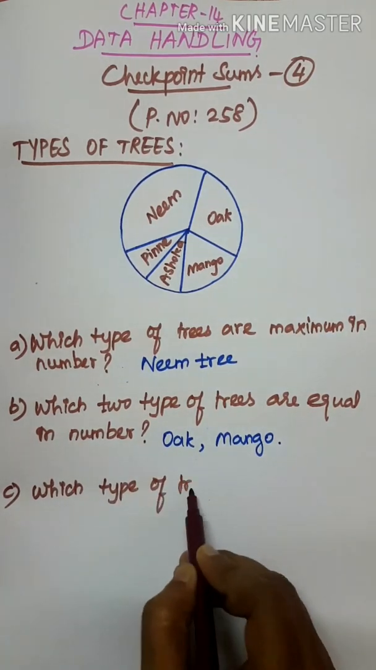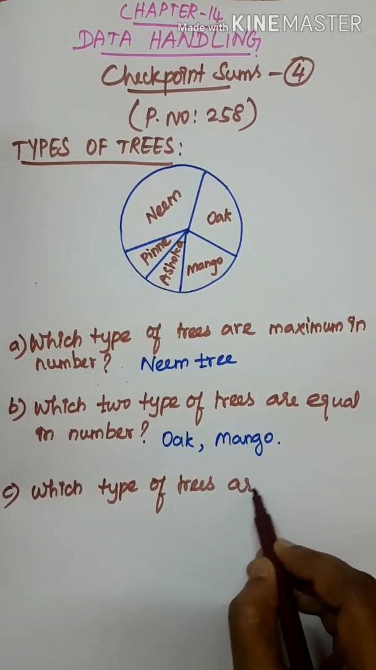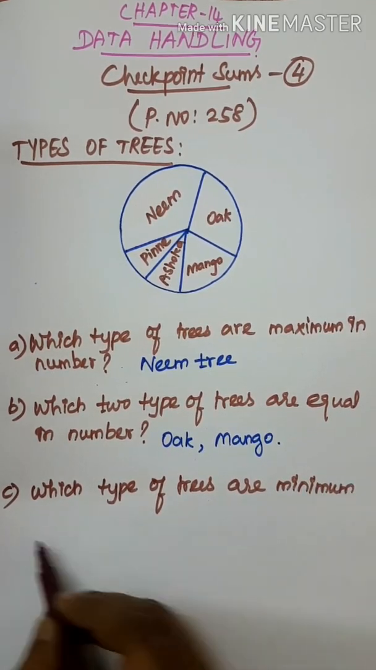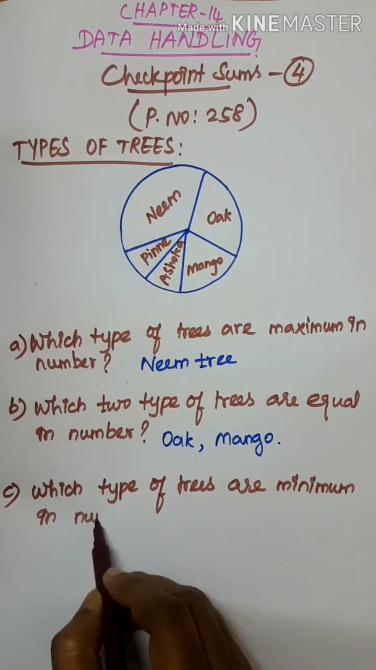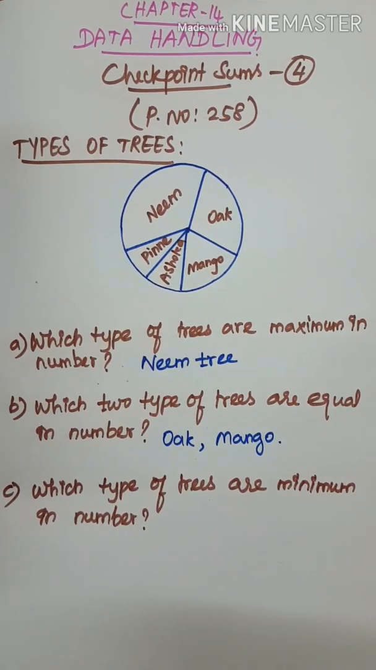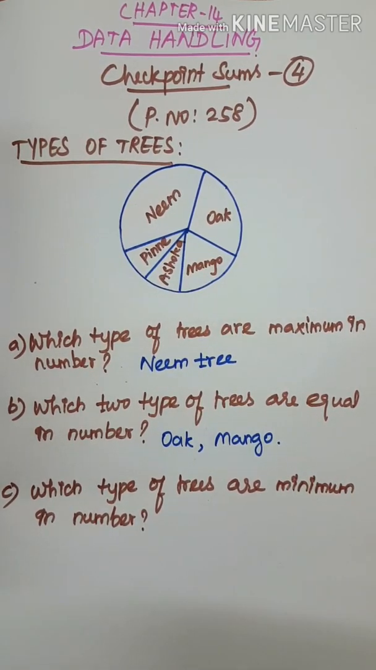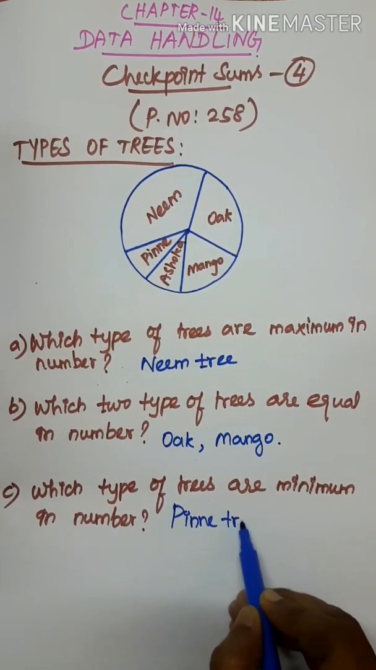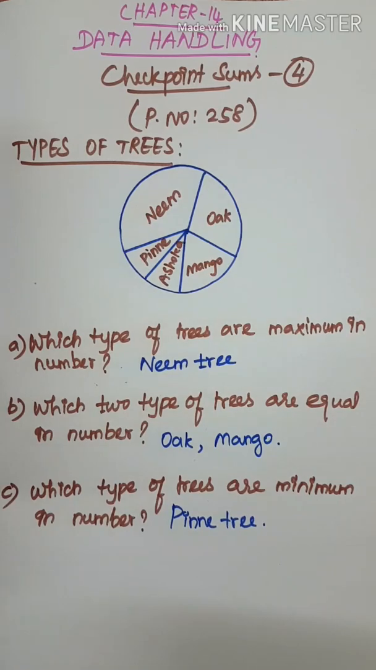Yes, move on to the next question. Which type of trees are minimum in number? Yes, who can answer this question? Yes, everybody can answer this question. Without doubtfully you can say pine, because that space occupies very least. So answer is pine tree.